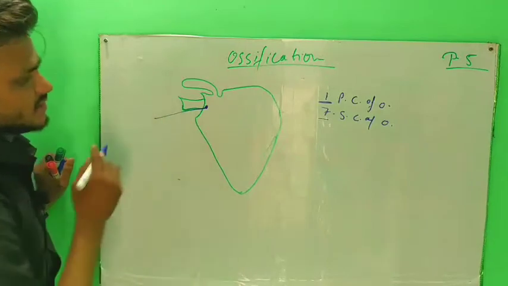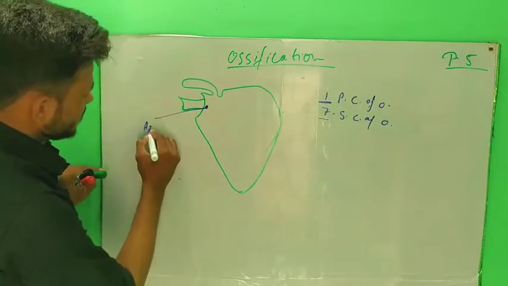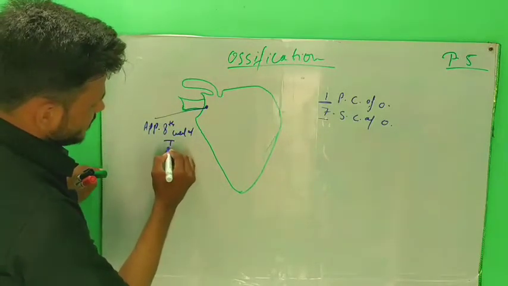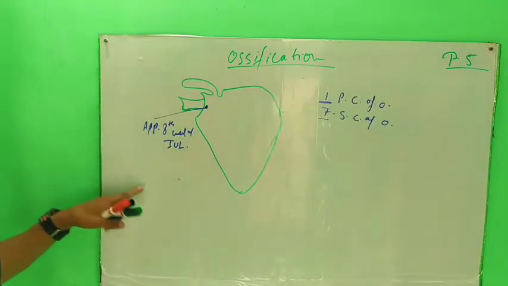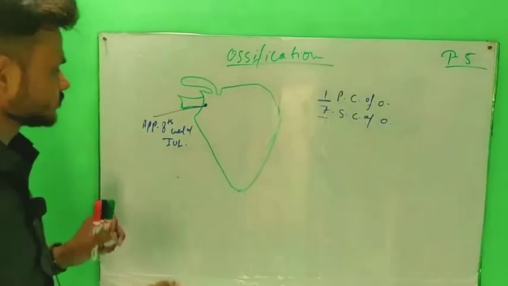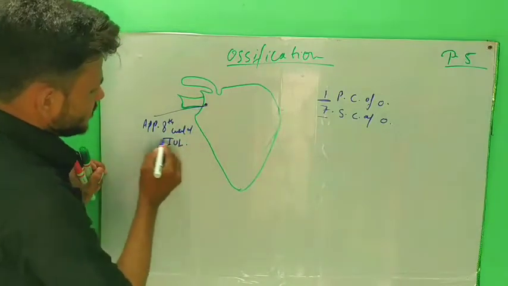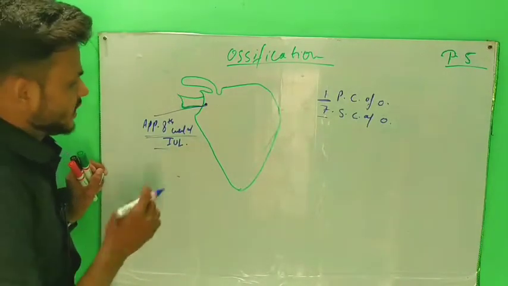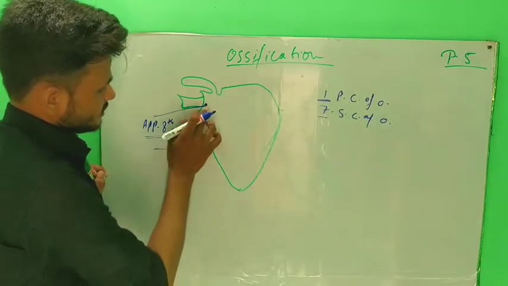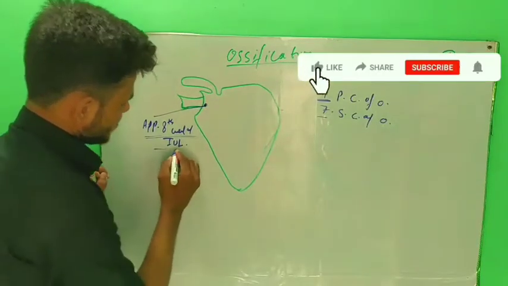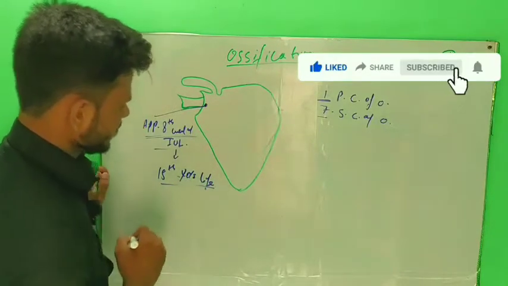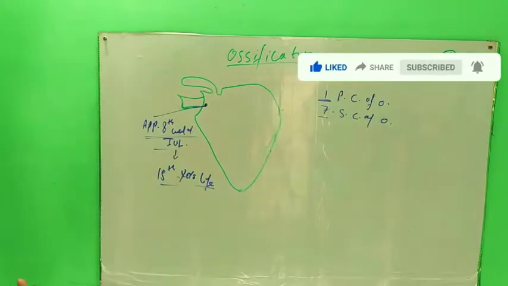This primary center of ossification appears during the 8th week of intrauterine life, and it fuses with the lower 1/3 part of the glenoid cavity. It fuses during the 15th year of life.